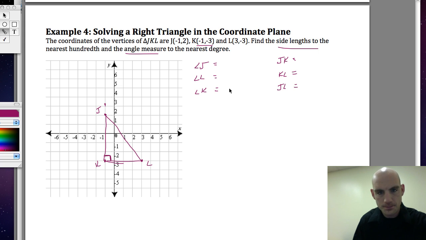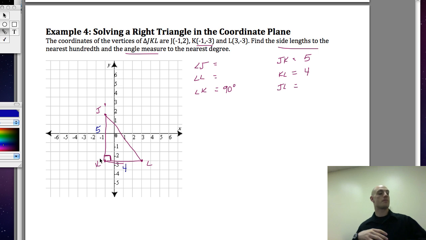A couple of these things are fairly easy to find. Angle K, 90 degrees. Right off the bat, boom, got it. What about JK? It's 1, 2, 3, 4, 5. And KL is 1, 2, 3, 4. I'll go ahead and list those. So this is 5, this is 4, and that's 90 degrees. Let's look at what we've got. We are going to use the same sort of principles. I'm going to use something to find JL.